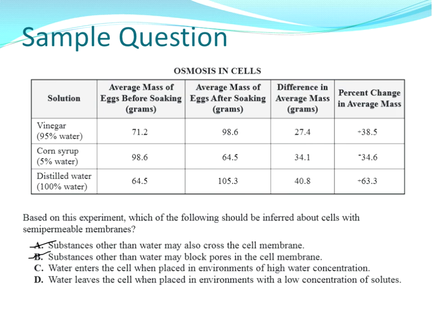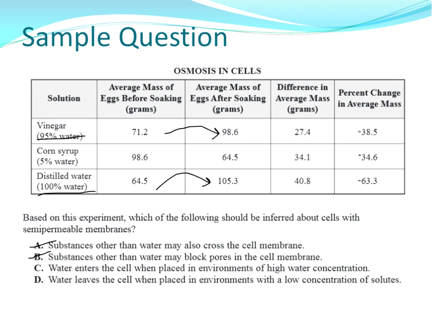Let's look at the other two. Water enters the cell when placed in environments of high water concentration, or water leaves the cell when placed in environments with a low concentration. So it's really now down to C or D. So think about which one makes the most sense in terms of the graph. Does water enter the cell when placed in environments with high water concentration? Or does water leave the cell? Well, here, look. Water is entering because it's getting heavier.